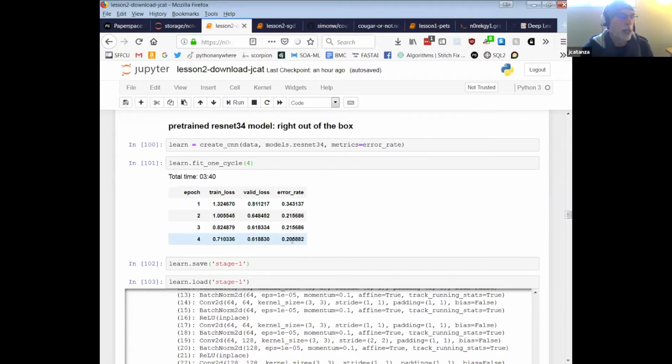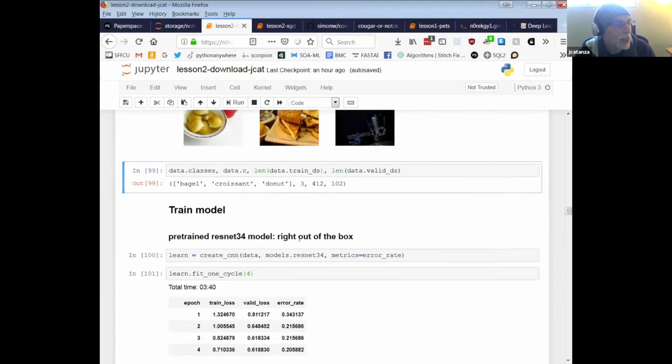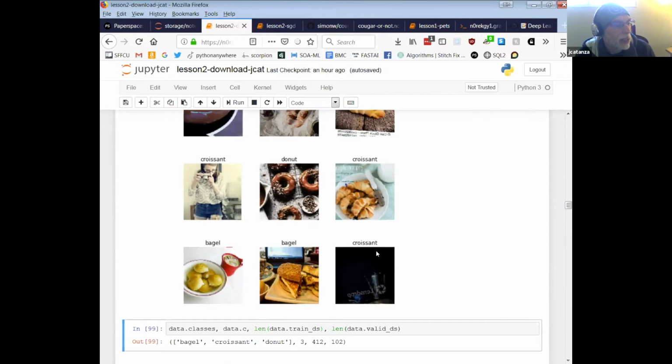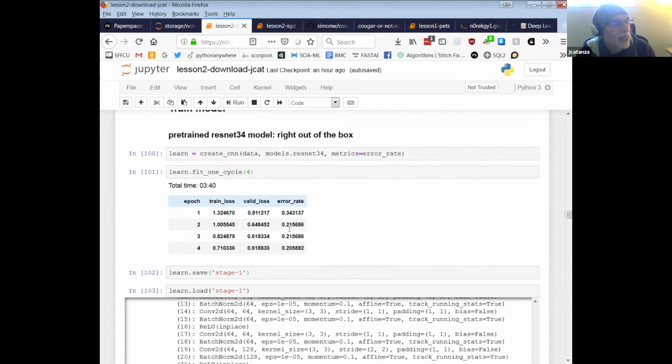Now I know that Jeremy's got his example with bears versus whatever. He's got like 4% accuracy, but I still think 20% accuracy, given the noisiness of my data set, isn't terrible for a three-way classifier.